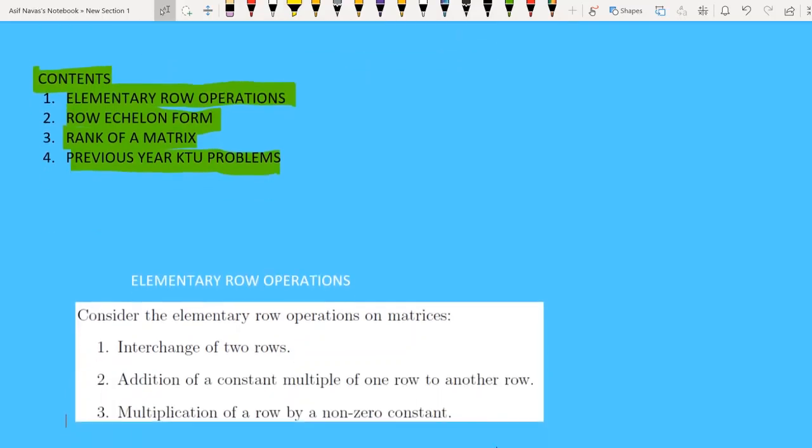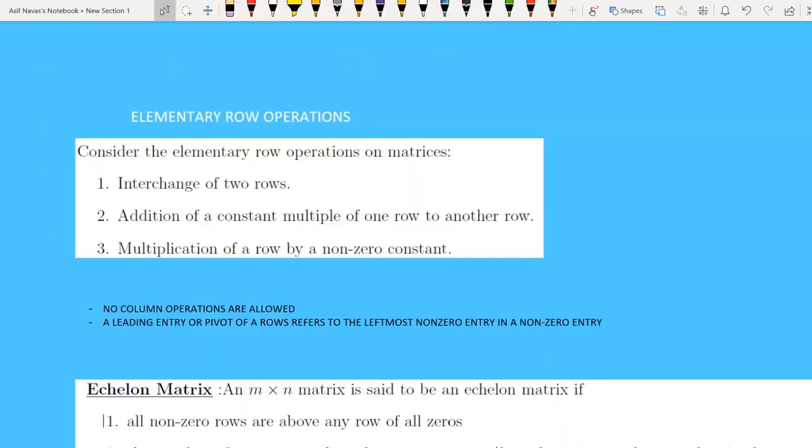So first of all, I will define what is elementary row operation. You should note the point: row operation. We will not do any column operation, only row operation. So the first elementary row operation is you can interchange two rows. You can interchange any two rows.